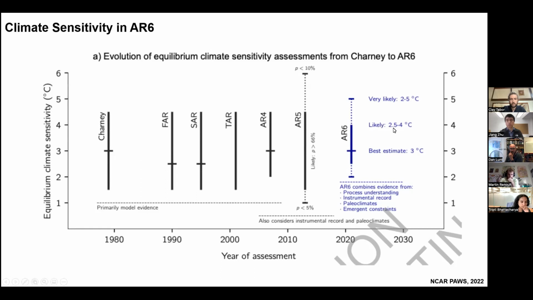So a likely range of 2.5 to 4, with a very likely range of 2 to 5, and a best estimate of 3.